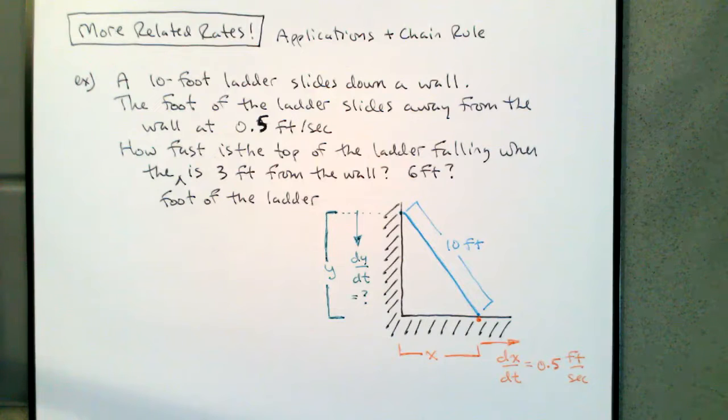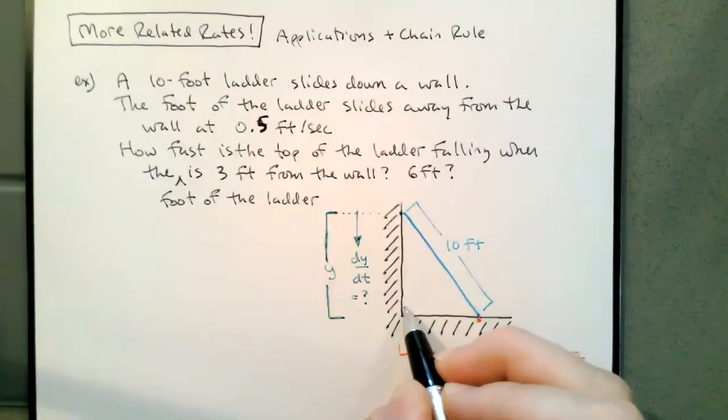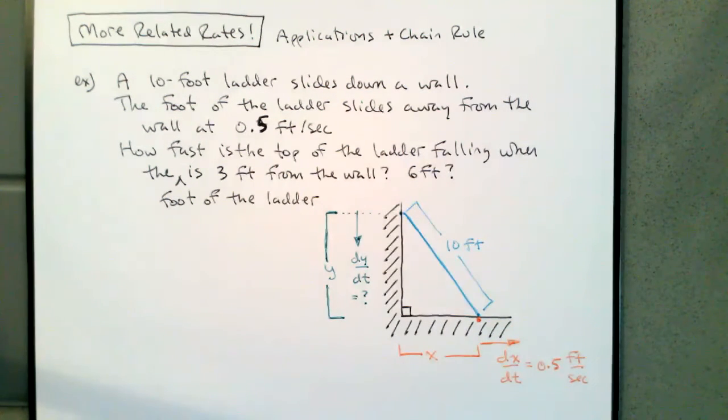All right. So let's write down what we know. So we need a relationship between X and Y. And since I'm dealing with a right triangle, I can use the Pythagorean theorem.